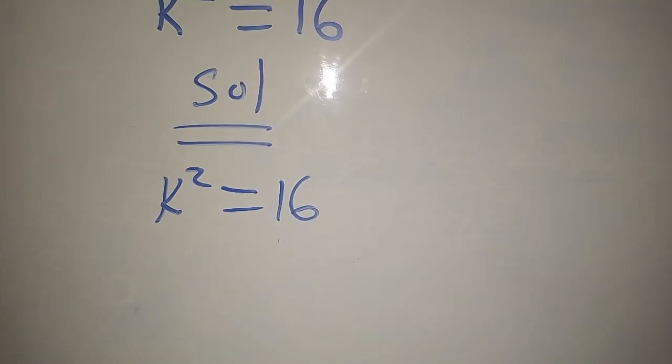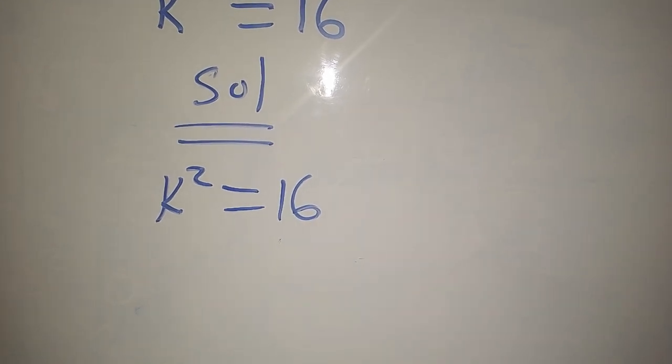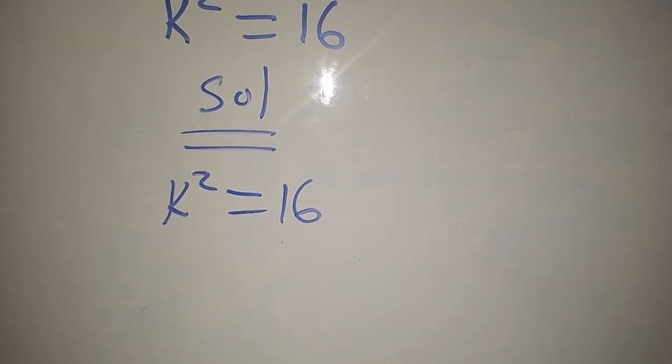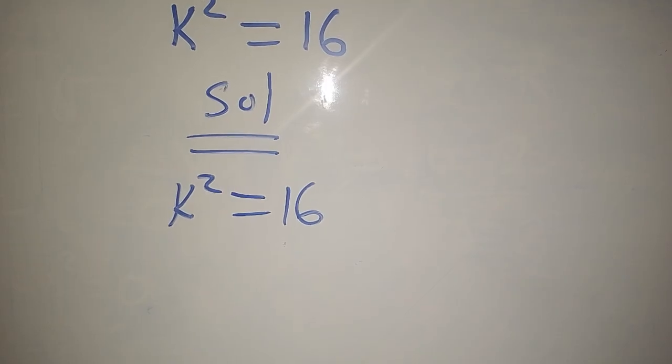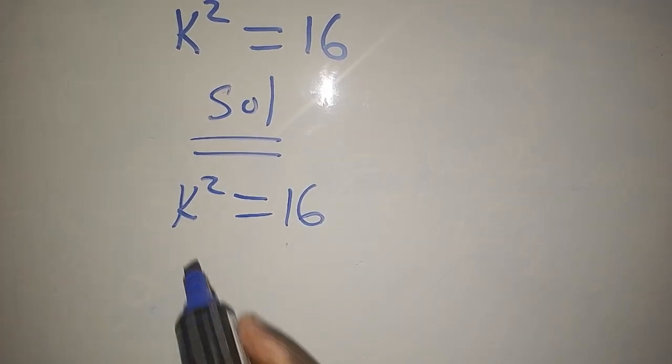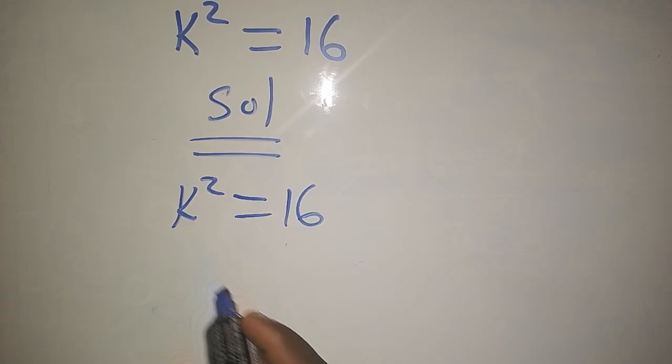To solve this, there are two ways that we can use. The first one, I will use the difference of two squares method. Then the second method, we are going to use the square rooting method. I've noticed that this is a quadratic equation.